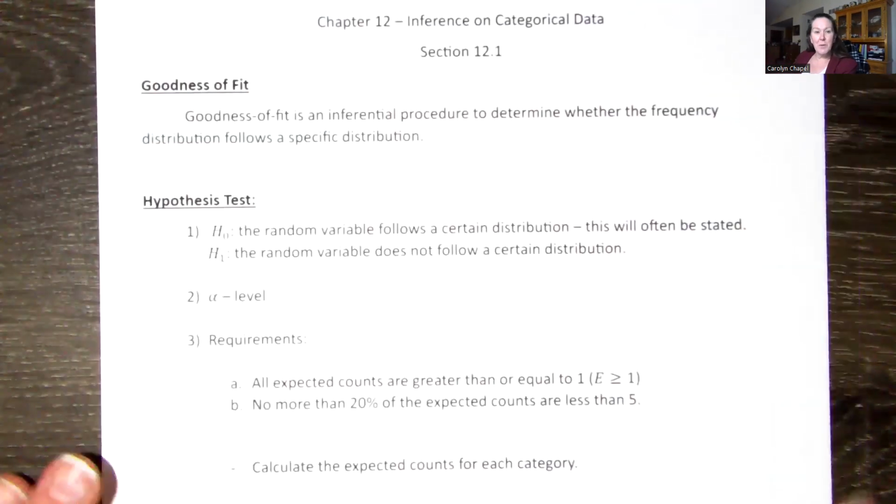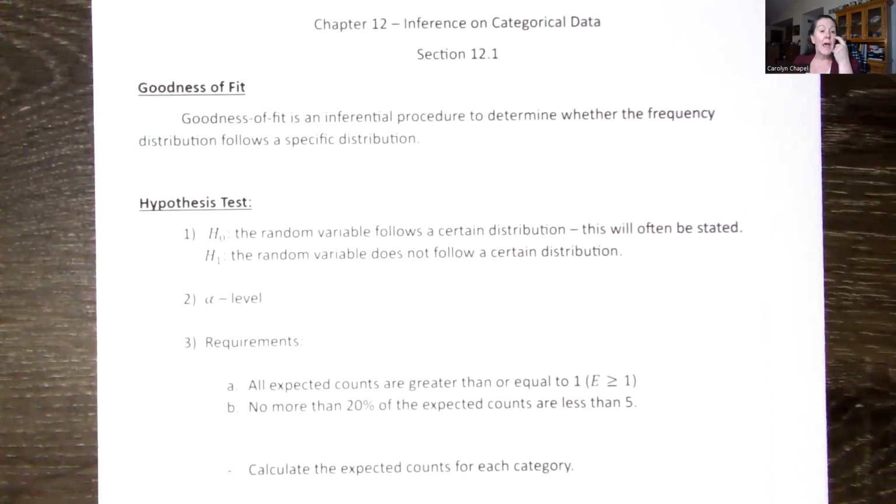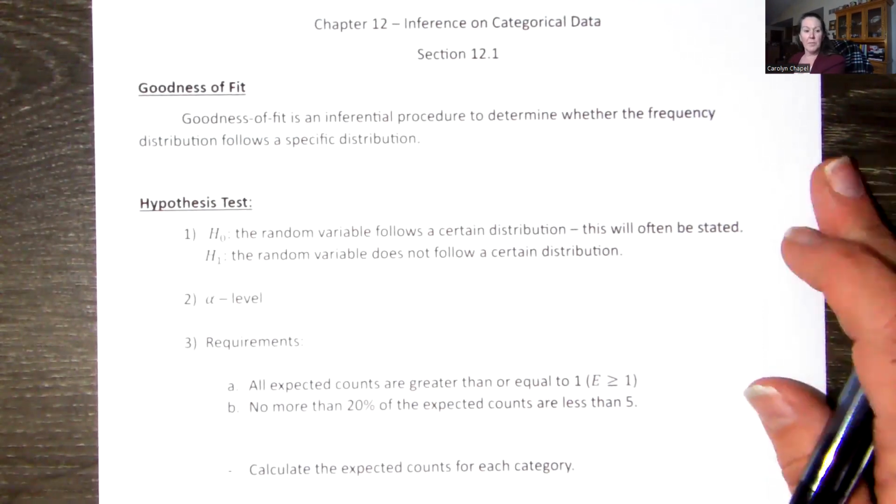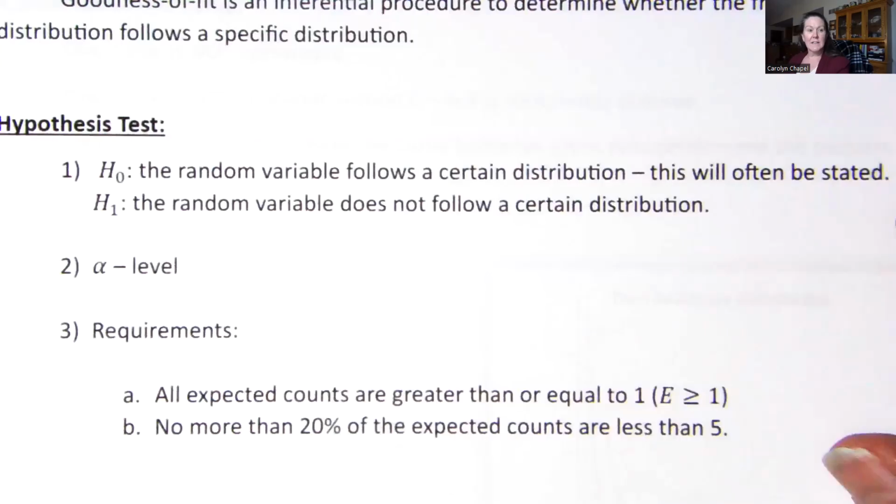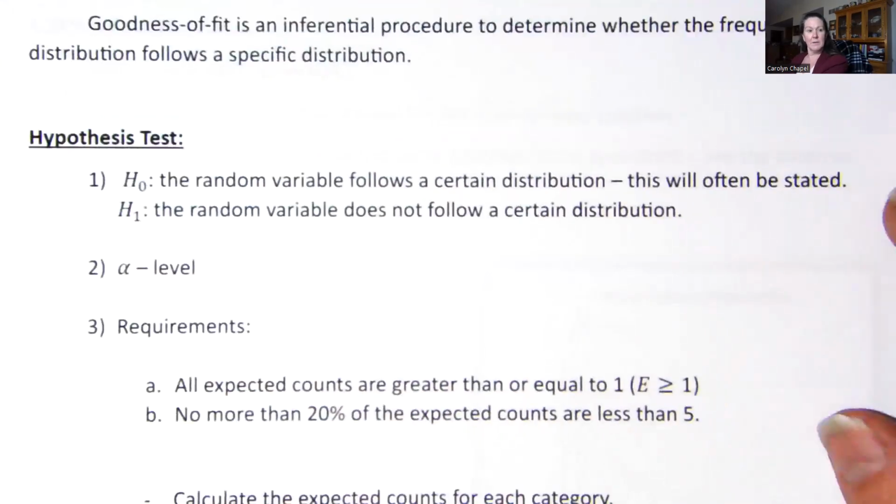But this is our 12.1, which is our goodness of fit test. And it basically wants to determine whether a frequency distribution, so if you have different categories, follows a specific distribution. And when we get into the examples, it will help that make sense.